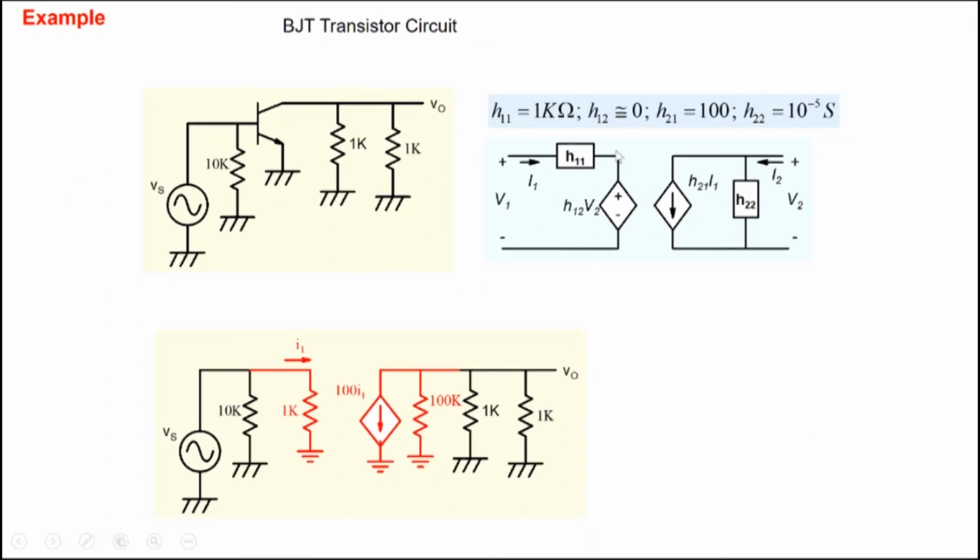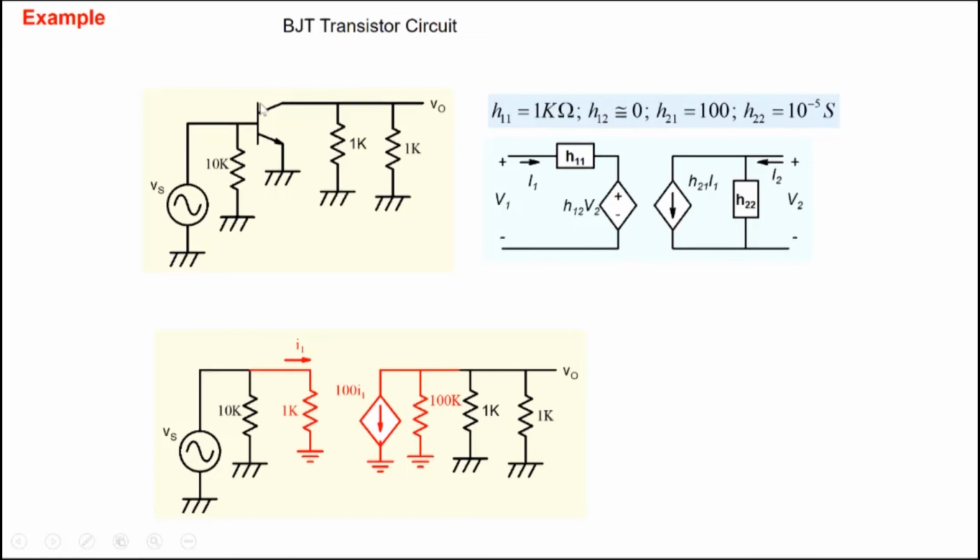Okay, so what you do is you take the transistor out and replace it by this representation here. H11 is 1 kilo ohm, so you represent it here. H21 is a dependent current source here. H21 we have already determined to be 100, so 100 times I1, and H22 is 10 to the minus 5 admittance here. Admittance is nothing but the inverse of impedance, so it's 100k here.